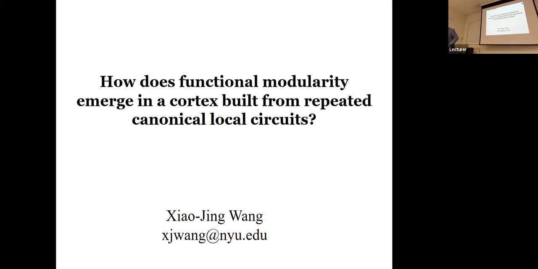But before I get to that part, I thought it's useful to spend a bit of time to summarize our previous work on local circuit models, which led to the idea of what we call canonical microcircuits. And maybe mention a few lines of research that were really inspired by the work of Mark Stokes here, to look at the dynamical nature of working memory. Right, so that's the plan: a little bit of summary of the previous work that led us to look at the multi-regional system.